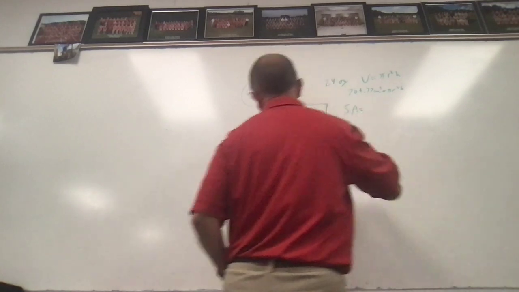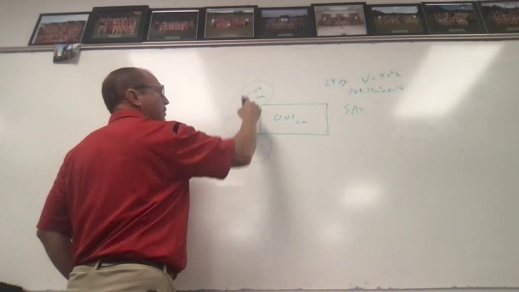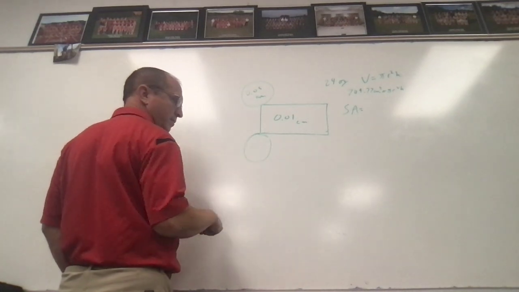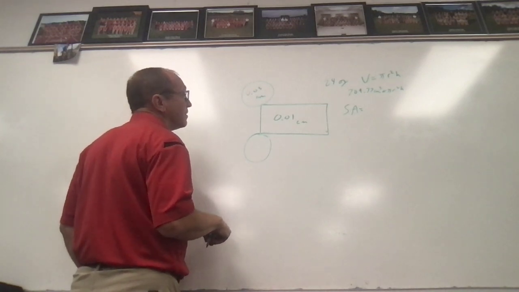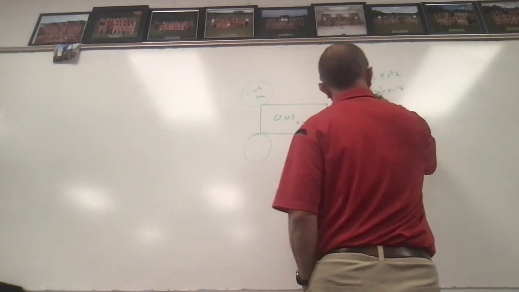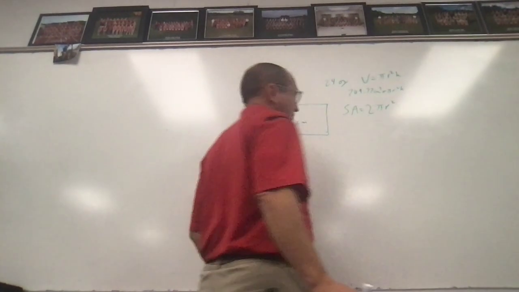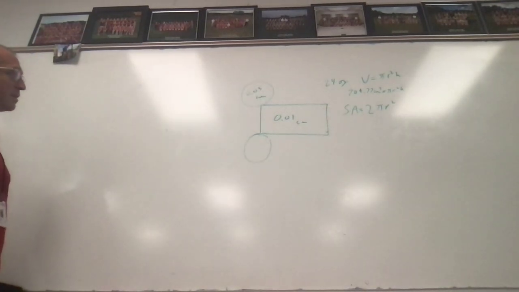Surface area would be the area of the top and the area of the bottom, right? How do we figure out the area of the bottom? It's the same as the area of the top, right? Which would be pi r squared, right? So we're going to have 2 pi r squared. And until this year, you thought pi r round, but pi r really square.